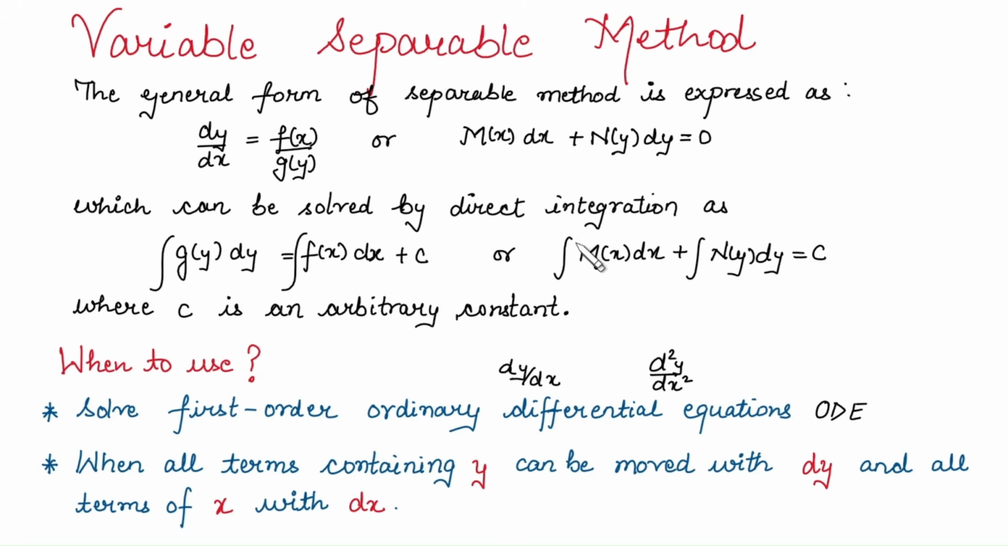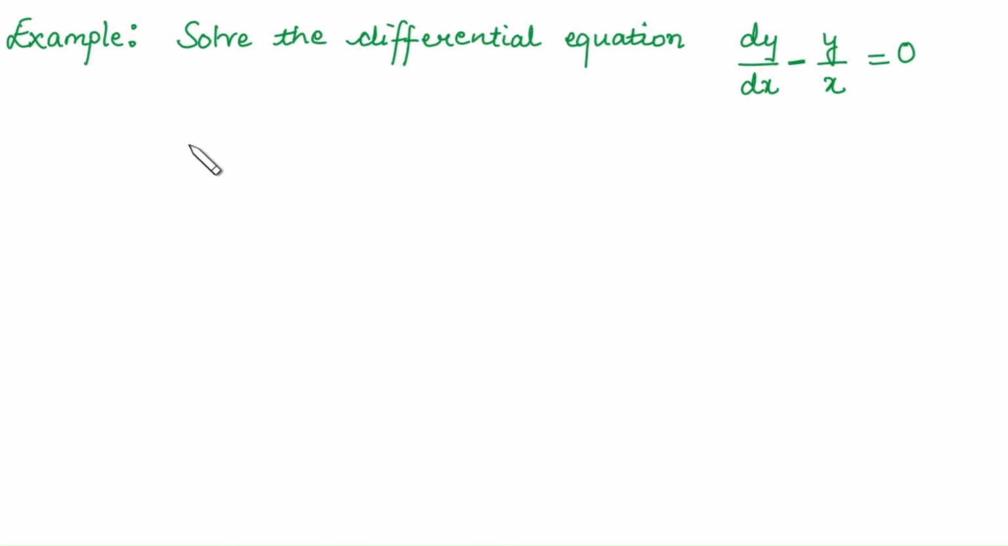Now that we understand the concept, let's start solving an example and apply the variable separable method step by step to find the solution of a first order differential equation. Taking the first example, here we need to solve this differential equation, that is dy by dx minus y upon x is equal to 0. The very first step is we need to rearrange this equation. It means we need to write dy by dx is equal to y by x.